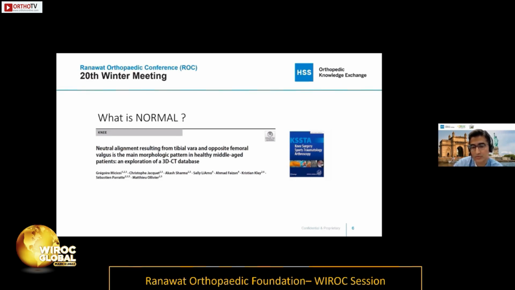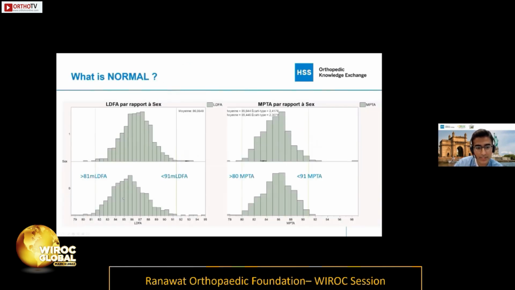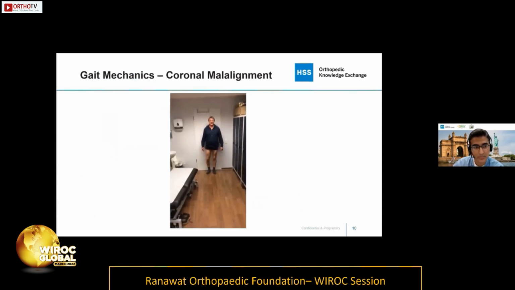So when I talked about knowing what's normal, if you look at this recent paper by Matthieu Ollivier and his group in Marseille, they looked at neutral alignment. What they found was that this commonly results from mild tibia vara and mild femoral valgus. And if you look at their data, for the mLDFA, the majority of patients were between 81 and 91, and for the MPTA, between 80 and 90. So it's important to understand that those conflicting deformities exist on either side of the joint to achieve neutral alignment.